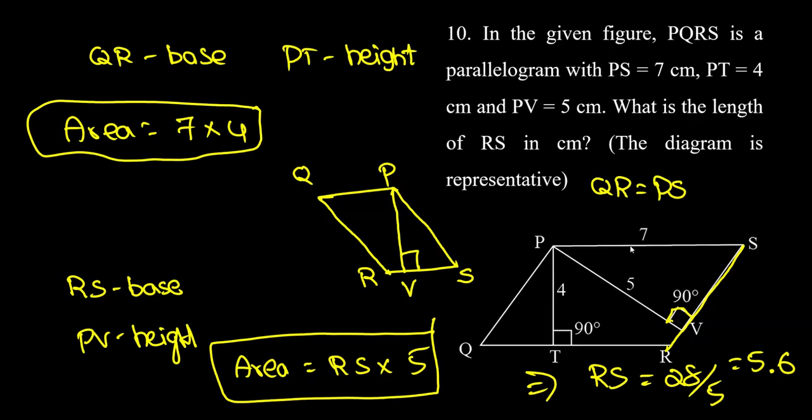A lot of students will approach in a lot of different ways. So up to you, but I am only going with the parallelogram concept here. The entire area must be the same in both cases, parallelogram. So we have to take base and height different there and here, and make the area equal. 28 must be equal to 5 RS. RS equal to 5.6.